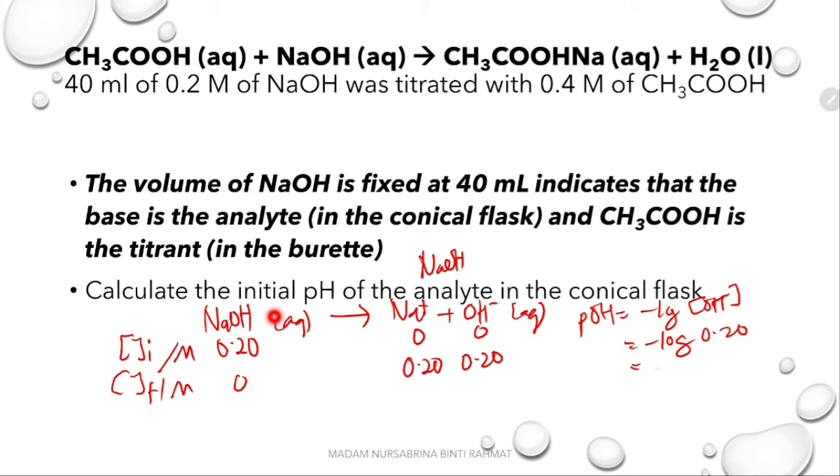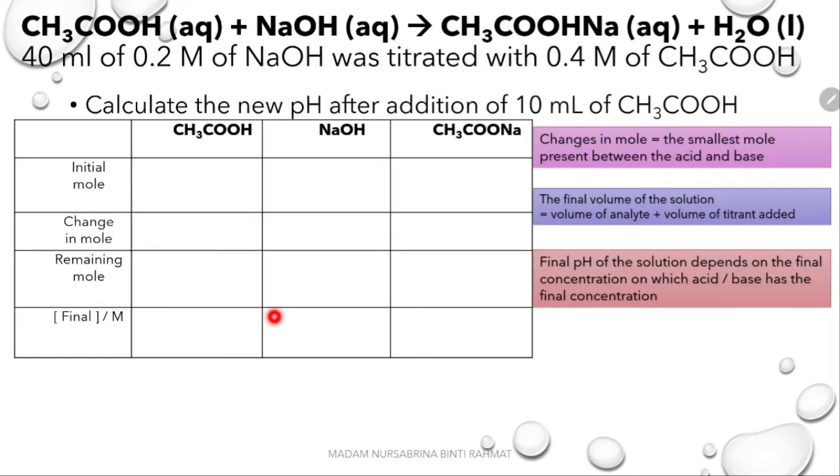Which is equal to 0.70. So your pH is 14 minus 0.70, which is equal to 13.30. So that is the initial pH of your analyte. Okay, what will happen after additions of 10 milliliters of CH3COOH?